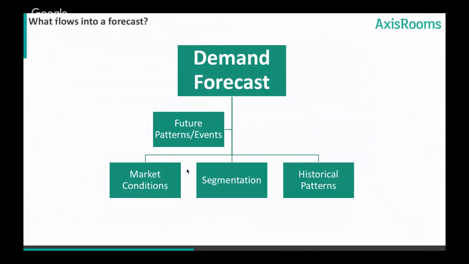So for you to start doing your forecasting today, if you haven't already, you need to understand what actually flows into a forecast. So information you need to choose to create a forecast includes changes, so new hotels, economic levels that should be understood at a top level. And at a hotel level, you would look at historical patterns, segmentation, booking pace, future patterns.